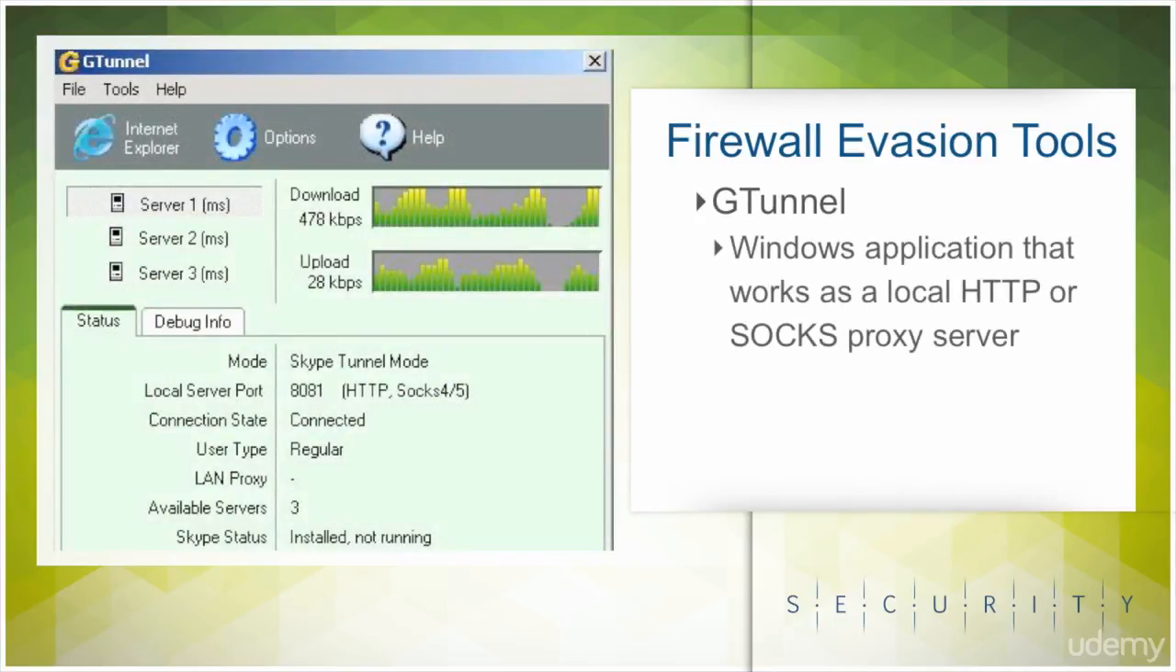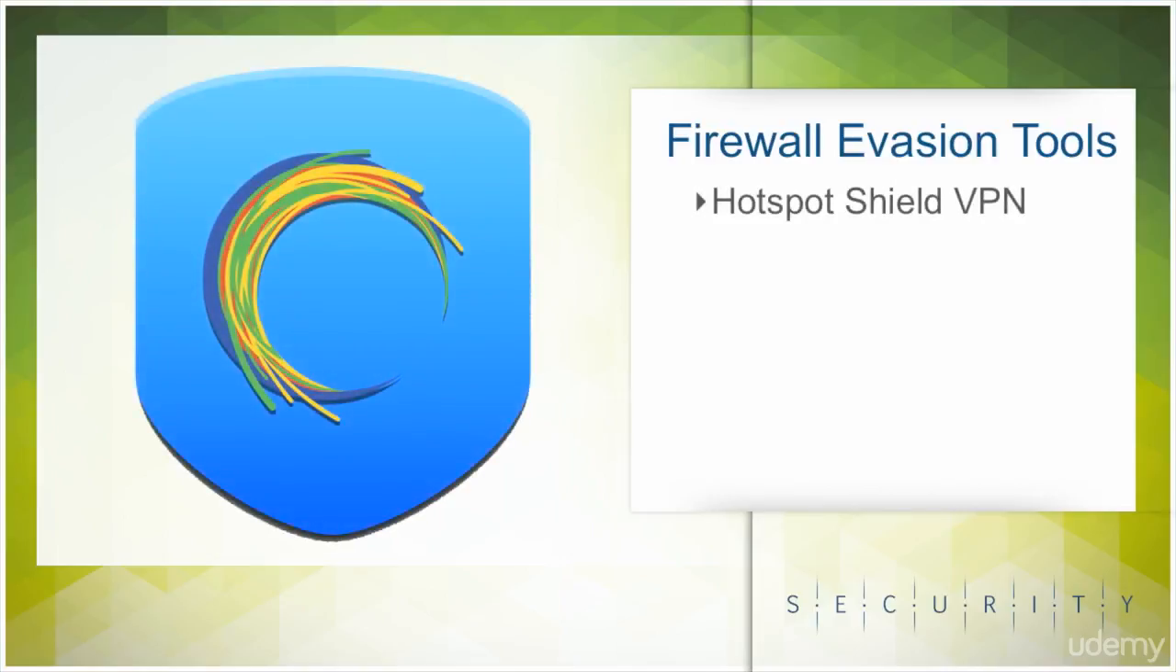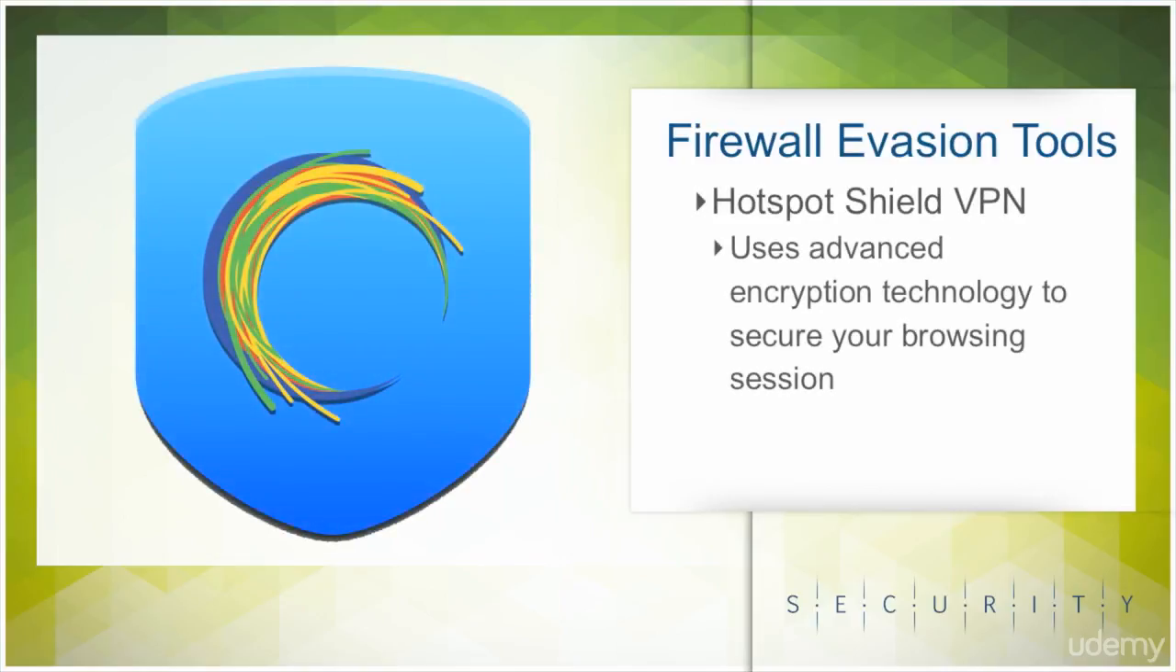gtunnel is a Windows application that works as a local HTTP or SOCKS proxy server. After setting the proxy option to gtunnel in a web browser or other internet applications, the traffic will go through gtunnel and its server farm before it reaches its original destination. gtunnel protects internet users' privacy and freedom of speech. Hotspot Shield VPN software uses advanced encryption technology to secure your browsing session, detect and block malware, and enable access to your favorite content from anywhere.